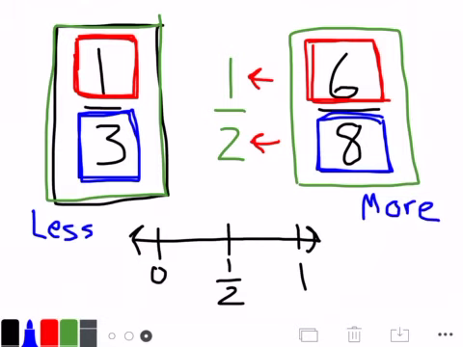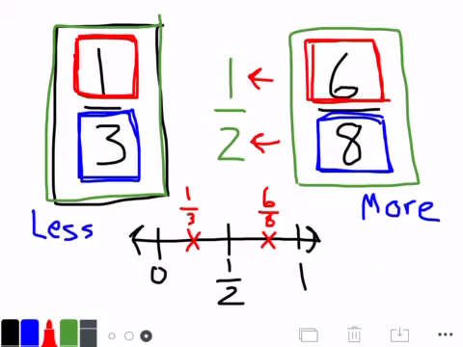Really, if you can get to that point, deciding if a fraction is less than 1/2 or more than 1/2, will really help you order them. Then if we put those two fractions on a number line, 1/3 would be on this side of 1/2, 6/8 would be on this side of 1/2, and then on our number line we can say 1/3 is closer to 0, and 6/8 is closer to 1. That tells me that the fraction 6/8 is going to be bigger.